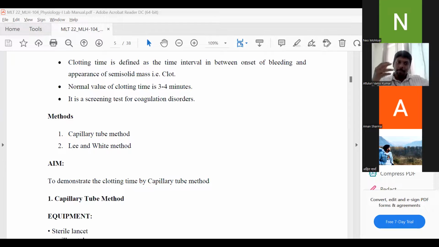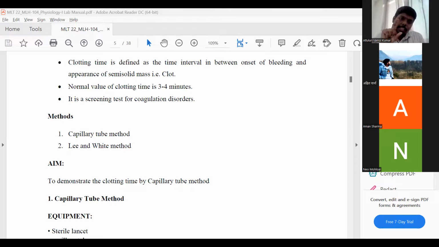Actually, in our lab terminology, if you are doing any test in vitro, that means outside the body, the results might mislead us because we are not doing it in the ideal setup. The ideal body environment is not provided to the blood. So let us try to replicate the body temperature by placing these test tubes in a water bath, and that will give us accurate results.